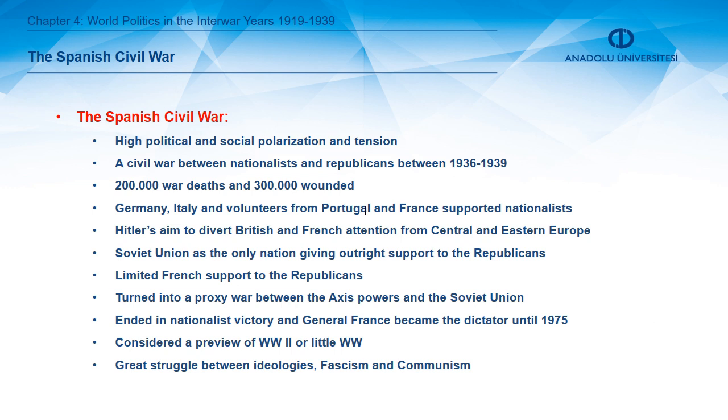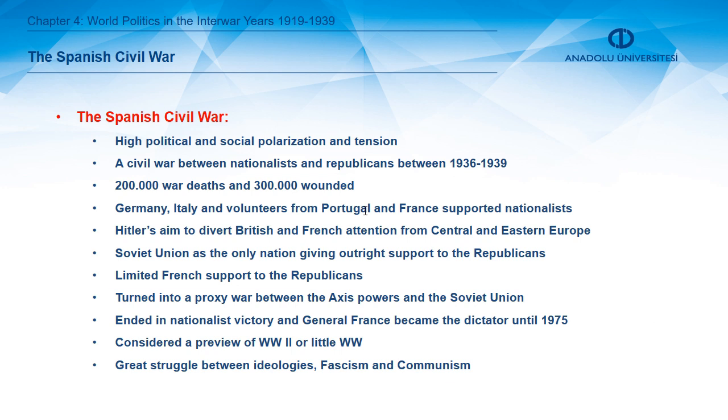Germany, Italy, and volunteers from Portugal and France supported the nationalists. So in this war, Hitler aimed to divert British and French attention from Central and Eastern Europe, and also he tried to create an image of an anti-Bolshevik war. The Soviet Union was the only nation giving outright support to the Republicans. There was limited French support to the Republicans. So the Spanish war in the end turned into a proxy war between the Axis powers and the Soviet Union. It ended in a nationalist victory, and General Franco became the dictator of Spain until 1975.